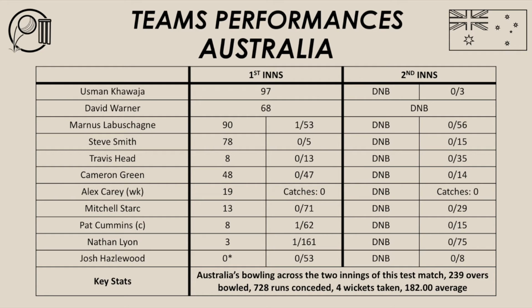Travis Head got out for 8. The only Australian batsman to miss out on this batting paradise at Rawalpindi. The shot he got out to, cutting the ball close to him off Noman Ali, wasn't a great shot. I think Travis Head, for him, we know what he can do. He's a very aggressive player. He can score very quickly, as we saw in the Ashes.